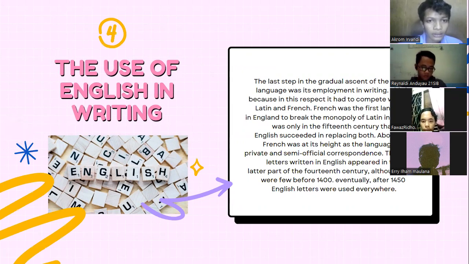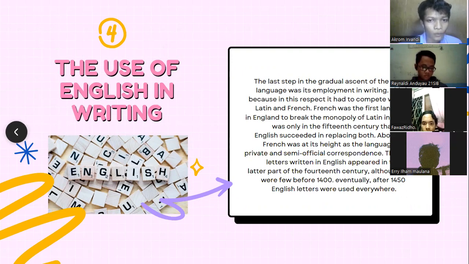About 1350, French was at its height as the language of private and semi-official correspondence. The earliest letters written in English appear in the later part of the 14th century, although there were few before 1400. Eventually, after 1450, English letters were used everywhere.